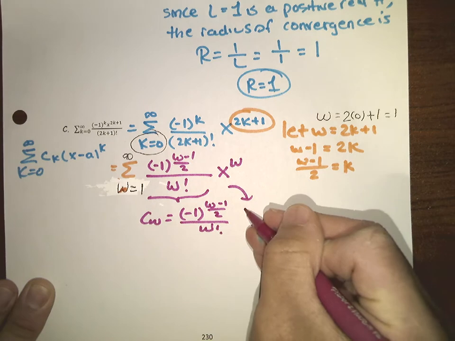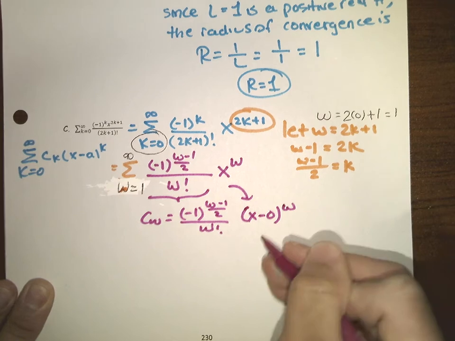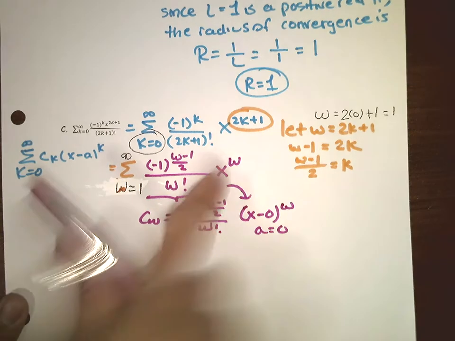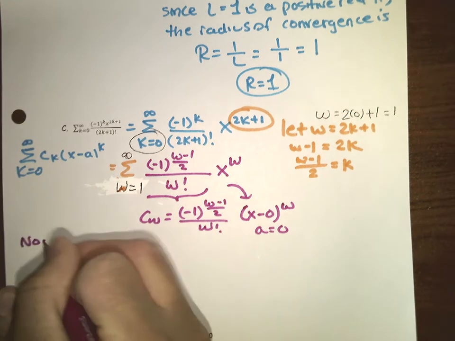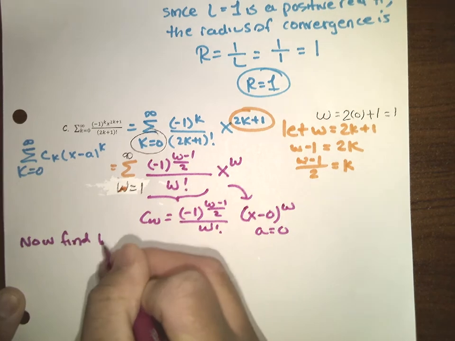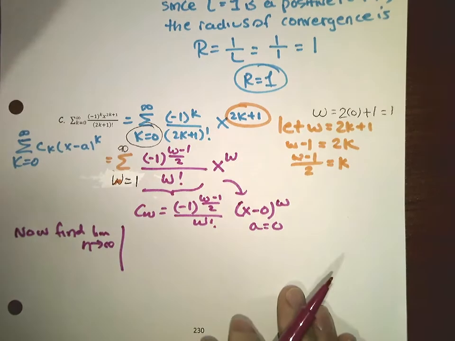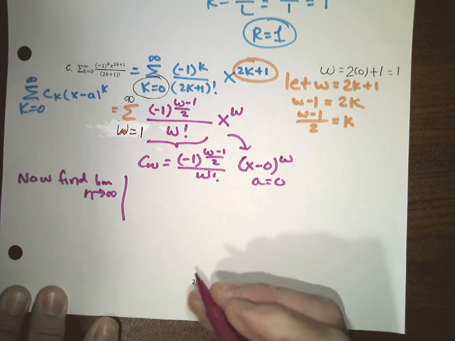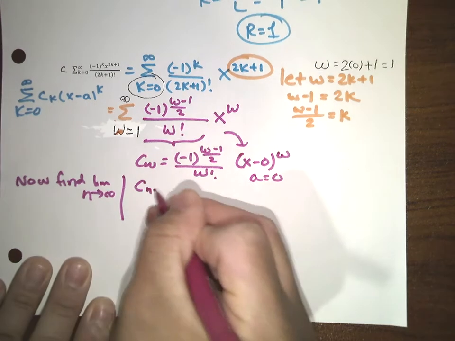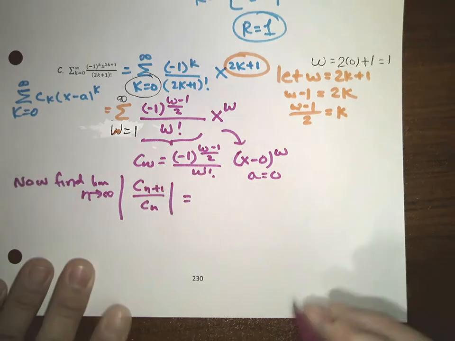And then this here is my x minus 0 to the n power. So a is 0, so this is a power series. And so now all I need to find is the limit as n goes to infinity of c_(n+1) over c_n. And remember, I'm using this series here.